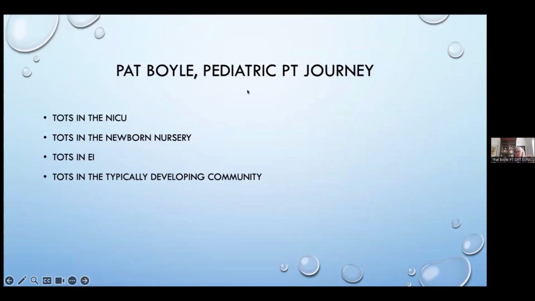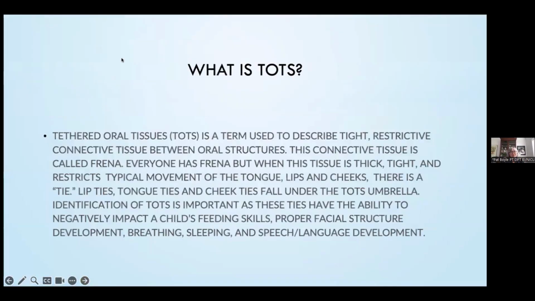My experience with TOTS is pretty broad because I work in the NICU. I work in the NICU at Primary. I've done consulting in all the other NICUs with Intermountain here, and I also go to newborn nurseries up here in Heber and Park City. I have seen TOTs in early intervention, and I get referrals from the normally developing community, babies that are having trouble with breastfeeding.